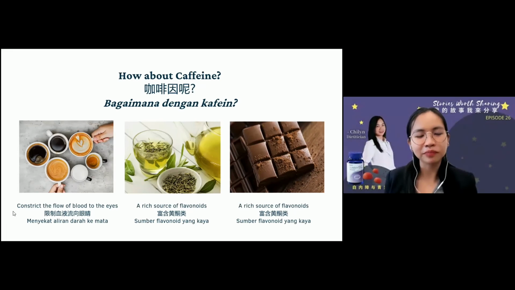This is why caffeine is related to vision health. So you guys need to know what food is good for your eyes, and you need to adjust certain food intake, such as coffee if you have glaucoma.